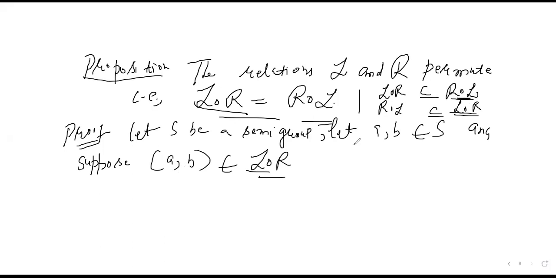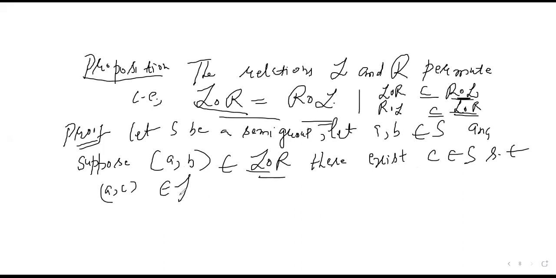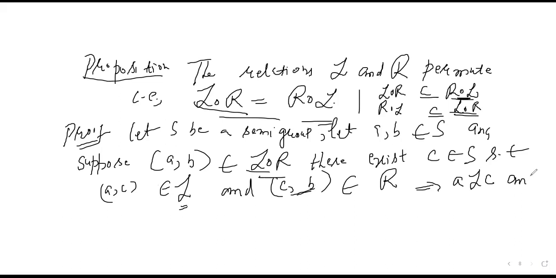So by definition of composition, there exists some C in S such that A, C belongs to L and this C, B belongs to R. So this means A and C they are L related and C and B they are R related. So this means ALC and CRB.